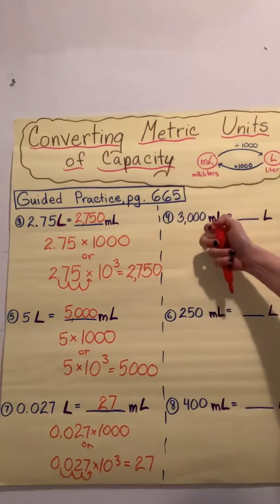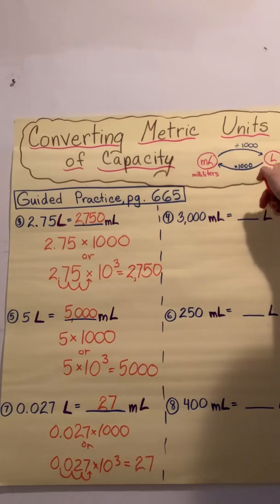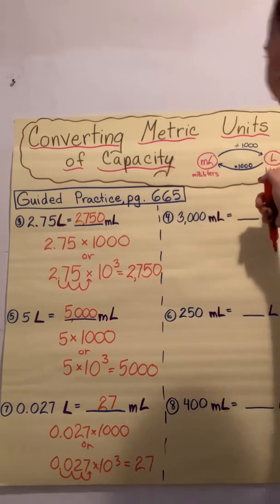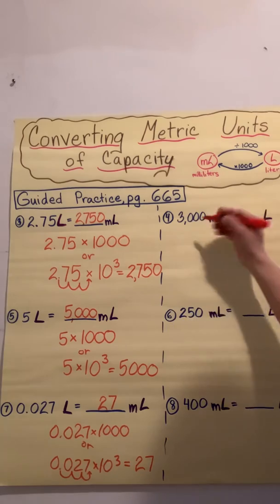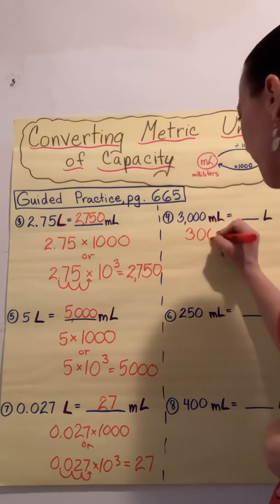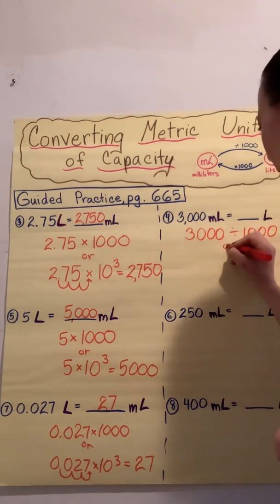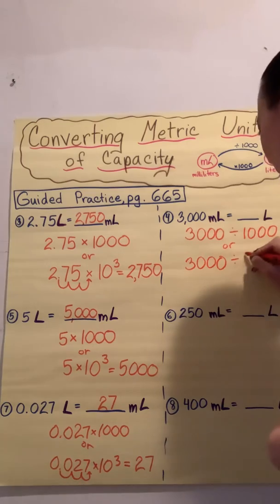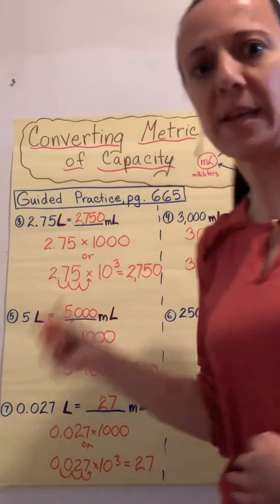On this side, I have to change milliliters to liters. That means I am getting smaller because I'm going into the bigger unit. So I am dividing by 1,000. Okay, so I'm going to start with 3,000 milliliters and divide by 1,000, or 3,000 divided by 10 to the third power. 3 zeros, third power, same thing.